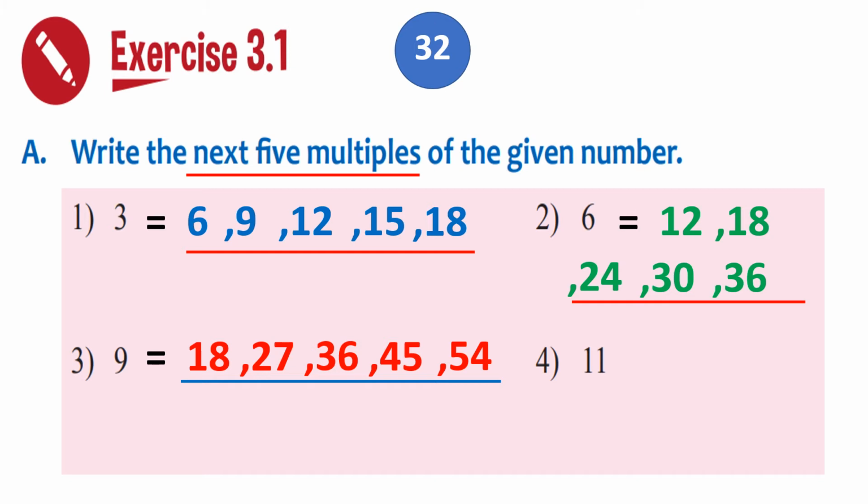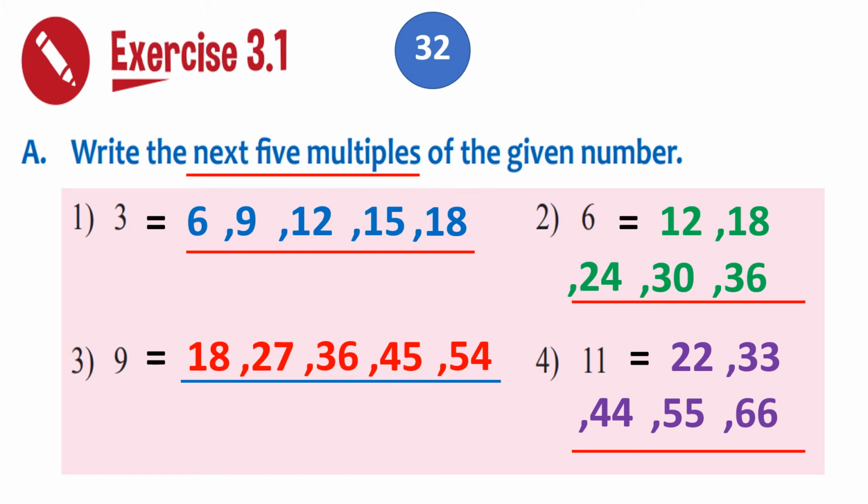Next is number 4. Find the next 5 multiples of 11. The first is 22. 11 times 2 is 22. 11 times 3 is 33. 11 times 4 is 44. 11 times 5 is 55. And 11 times 6 is 66. 22, 33, 44, 55, and 66 are the next 5 multiples of 11. This is your answer.